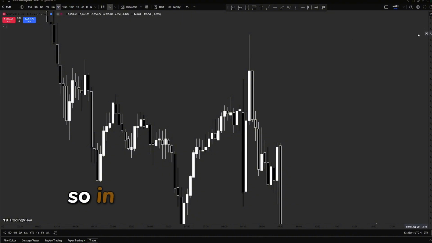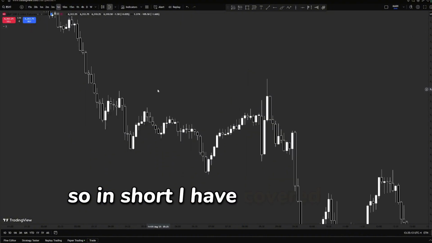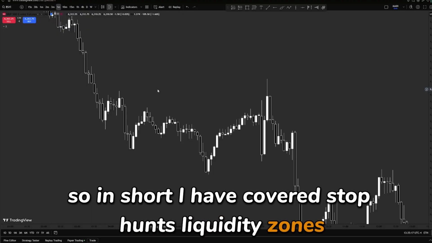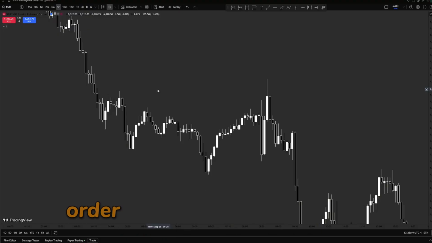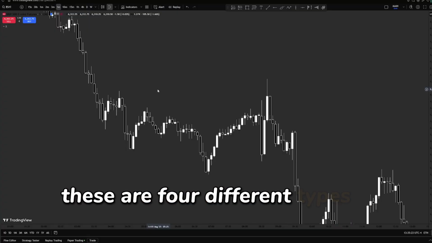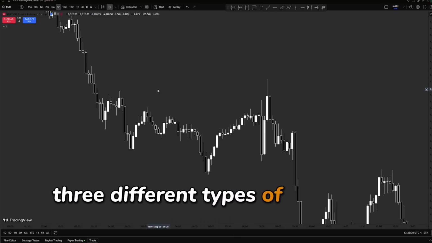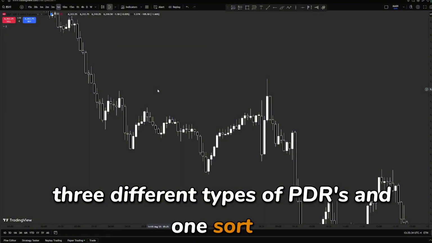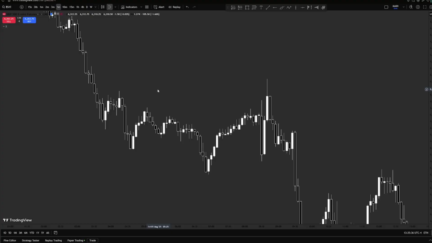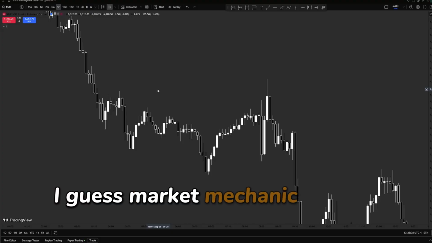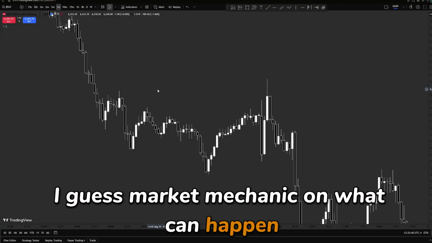So in short, I have covered stop hunts, liquidity zones, order blocks, and fair value gaps. These are 3 different types of PD arrays and one sort of, I guess, market mechanic on what can happen.